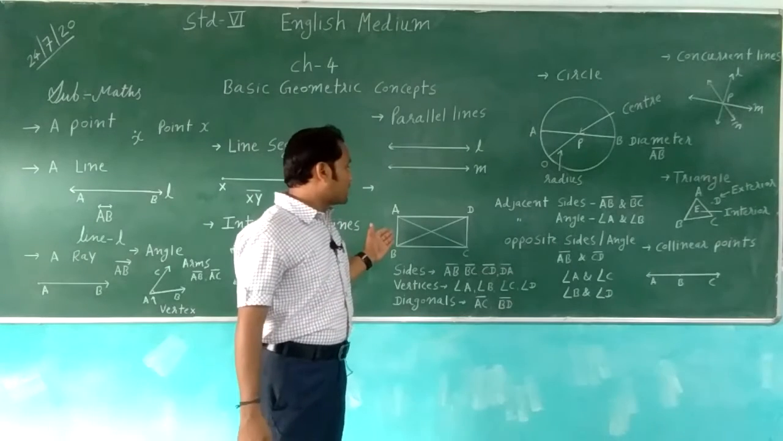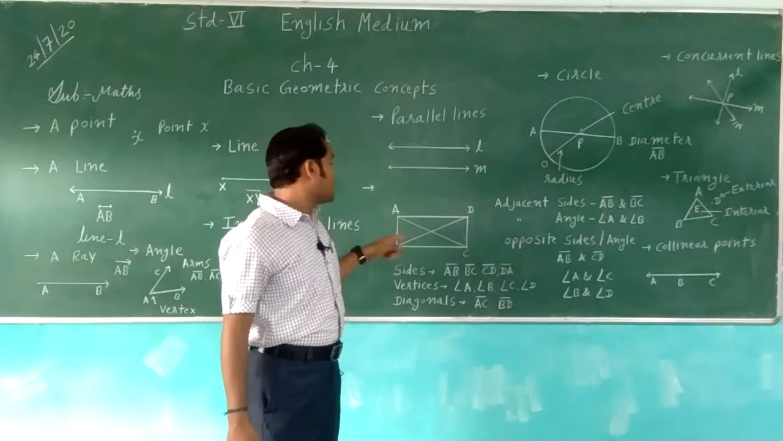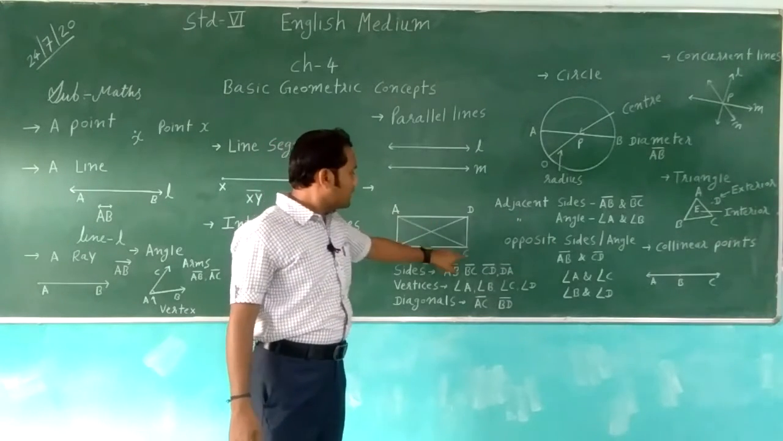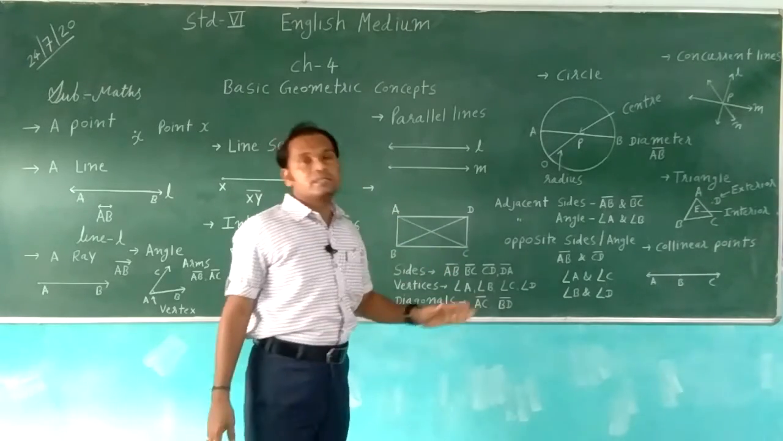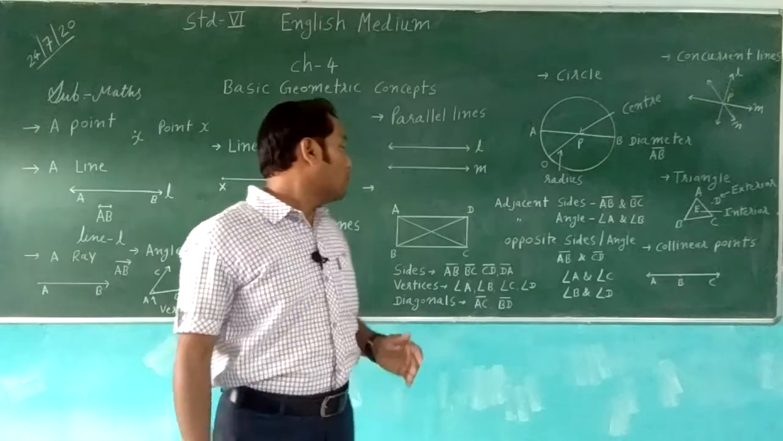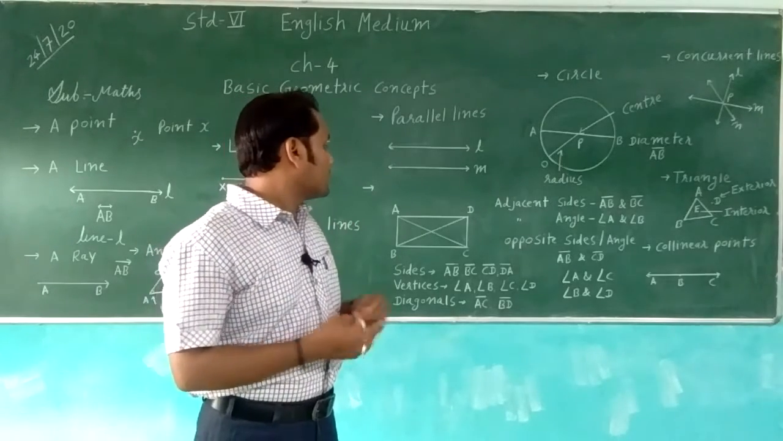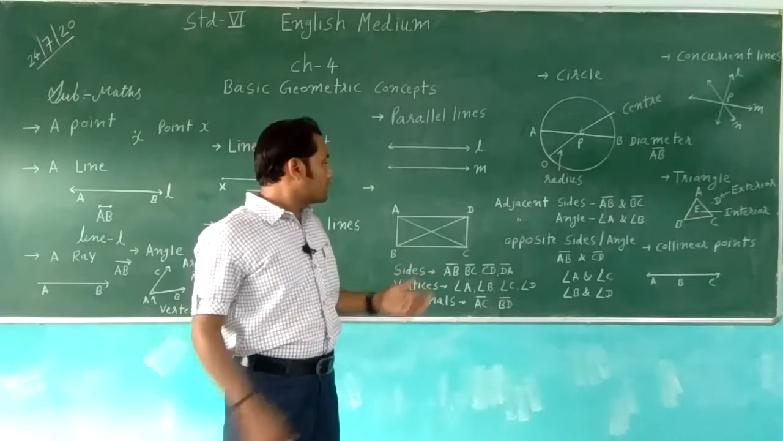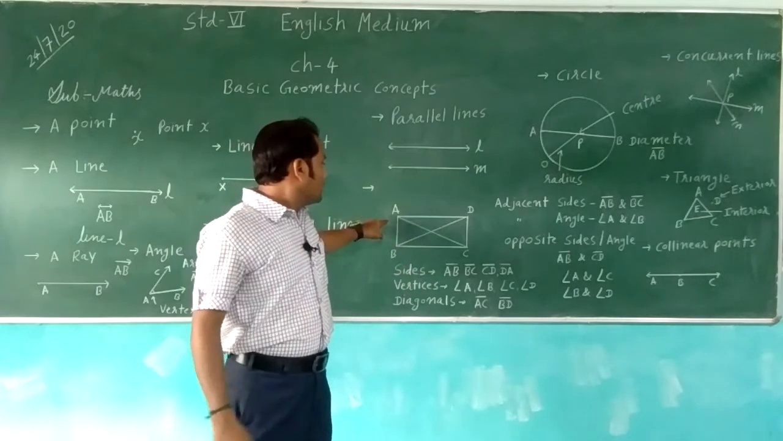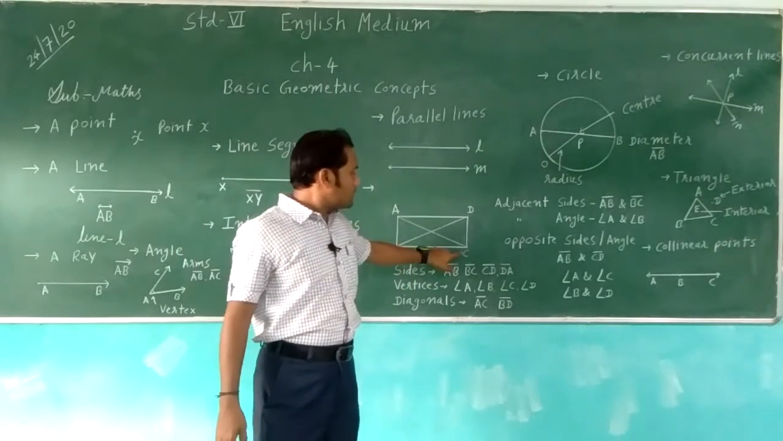In this way, a rectangle has two pairs of opposite lines: AB and CD, and the other AD and BC. Both pairs are called opposite lines. Then opposite angles, angle A and angle C.